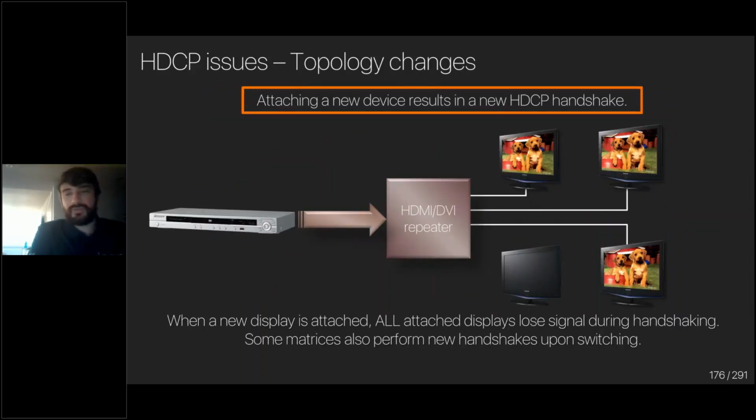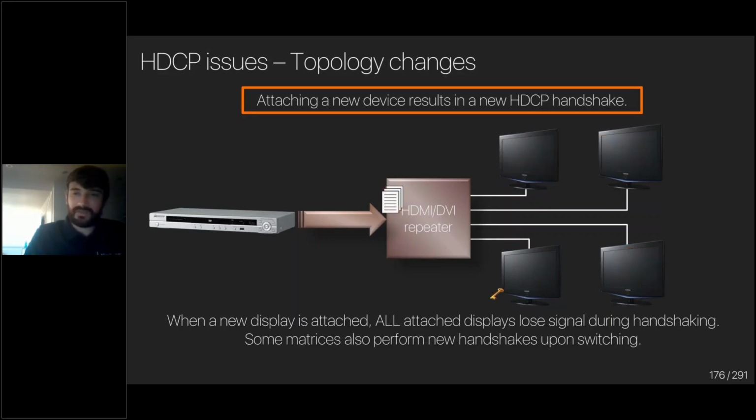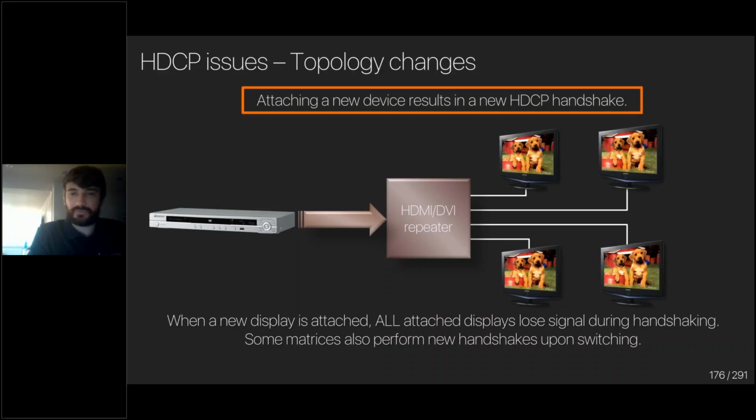Another important rule is that whenever the topology changes, it has to be reported back to the source as part of a new HDCP handshake. So if we have a system like this with 1 source, 1 repeater and 3 displays, we've already got the image on them, and then we connect a 4th display, that means the topology is changed and the HDCP handshake must start again. The problem is, whilst this is happening, the output of the source will be turned off. So you've lost the image on all of the other displays.